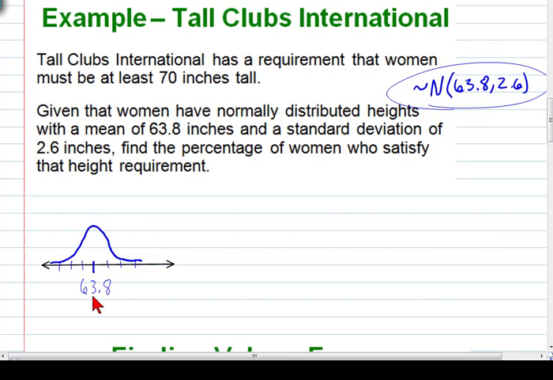The Tall Clubs International requires that in order to be a member, you have to have a height that's at least 70 inches tall. Here's the 70 out here, 70 or more. At least means we want 70 or more. So it's going to be a very small percentage of the population of females that qualify for this Tall Clubs International.